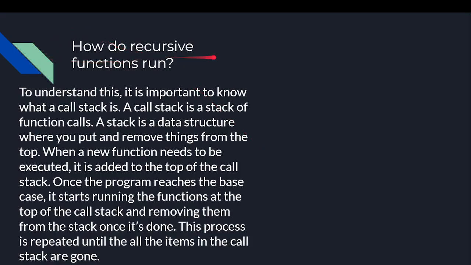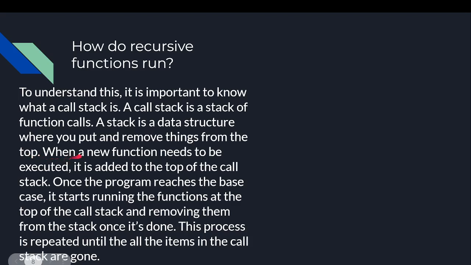How do recursive functions run? Well, to understand this, it is important to know what a call stack is. A call stack is a stack of function calls, and a stack is a data structure where you put things in and remove things from the top. For example, a pile of books is a stack. You add things to the top of the pile, and you also remove things from the top of the pile. If you remove something from the bottom, the pile would collapse.